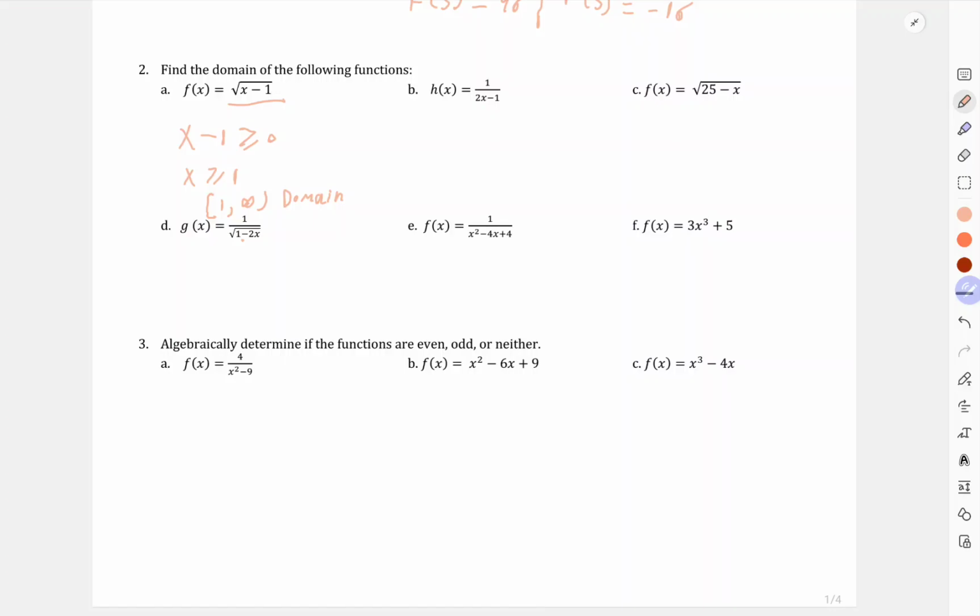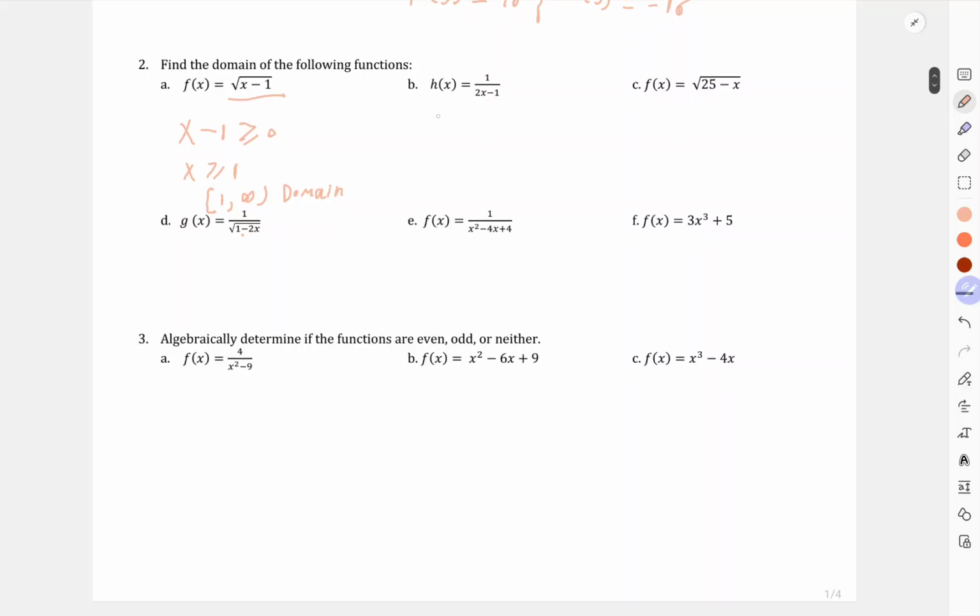With that, you know your domain. And for this one, it is different, however, because when it's 1 over 2x minus 1, essentially what you're doing is you're putting 2x minus 1 equal to 0. And what that does is it tells you 2x equals 1, and that's just 1 over 2. So what you do with 1 over 2 is that you know that it's negative infinity to 1 over 2, or 1 over 2 to infinity.